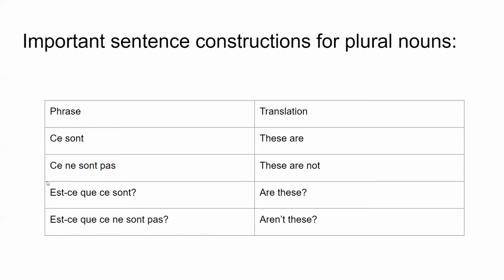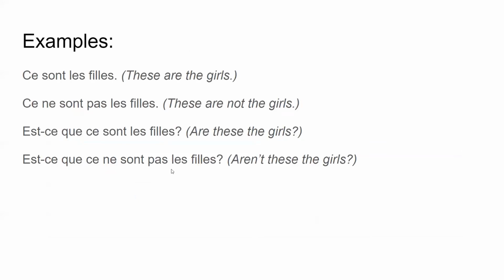Now let's take a look at some examples where these sentence constructions are used. Starting with ce sont les filles, these are the girls. Ce ne sont pas les filles, these are not the girls. Est-ce que ce sont les filles, are these the girls? And lastly, est-ce que ce ne sont pas les filles, aren't these the girls?